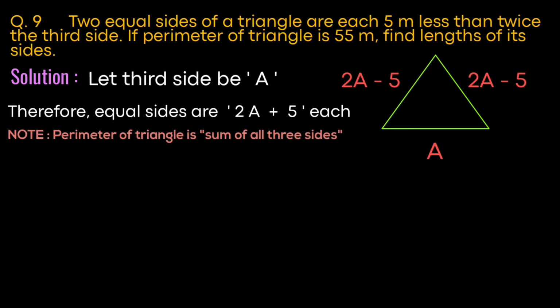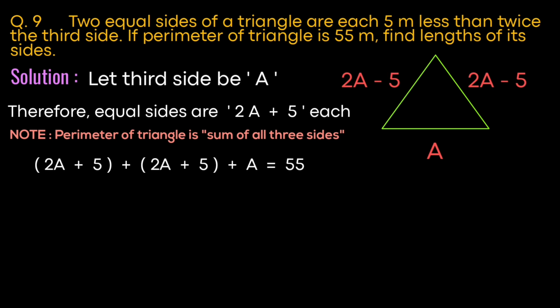The formula for the perimeter of a triangle is the sum of all three sides. So the equation formed is 2a minus 5 plus 2a minus 5 plus a equals 55. On further solving, we get 5a minus 10 equals 55. That is 5a equals 65. And finally we get a equals 9.